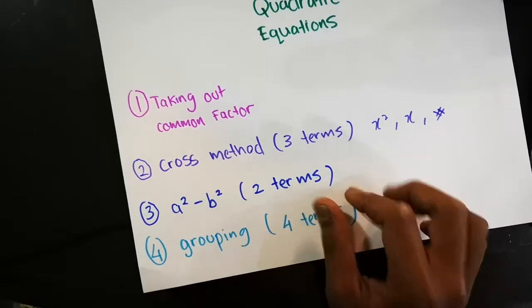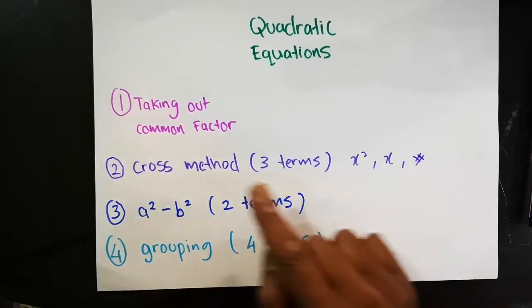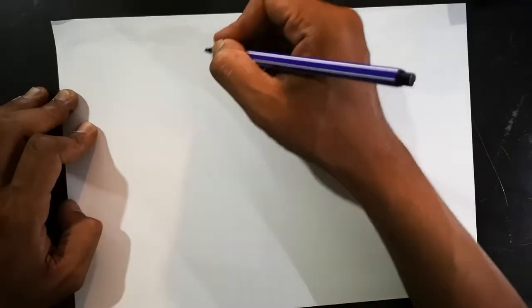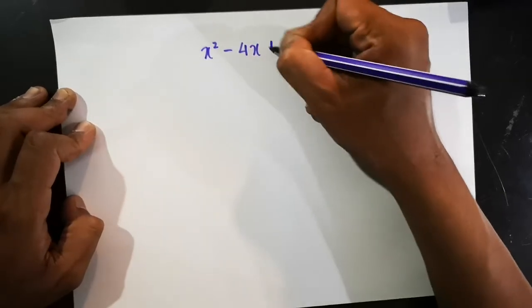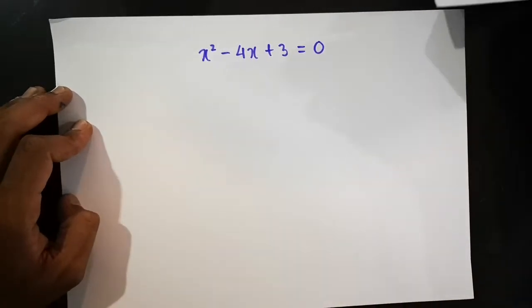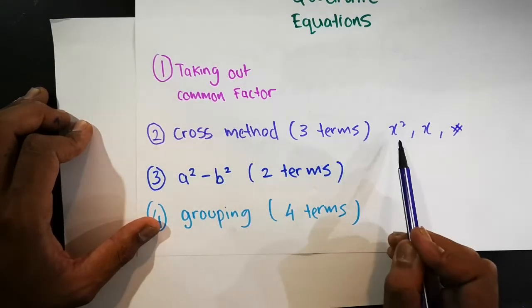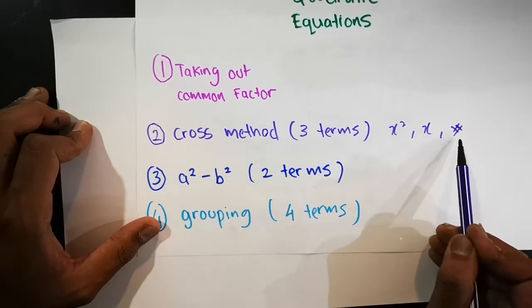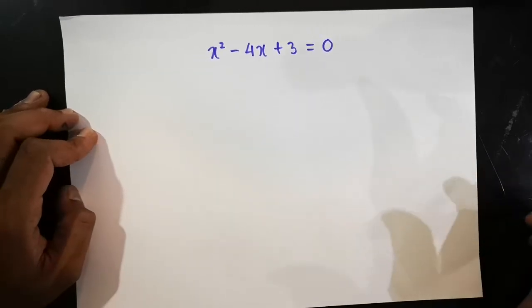The next one will be the cross method, right? 3 terms. For 3 terms it is also very easy. If you follow my way, you will never get it wrong. So let's say you have an equation x squared minus 4x plus 3 equals 0. So how do you get the value of x? Like I mentioned, the cross method needs to have 3 terms: an x squared, an x, and also a number.